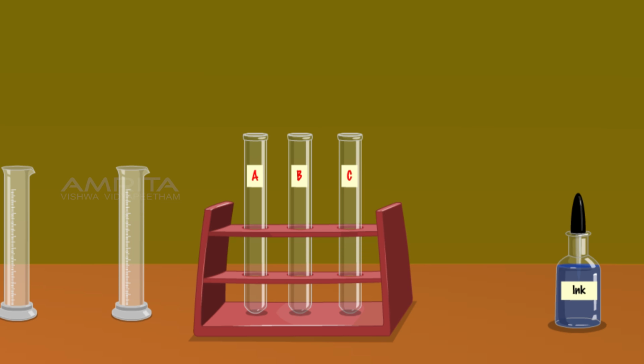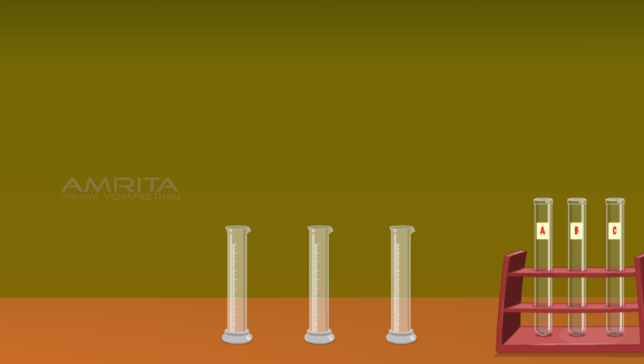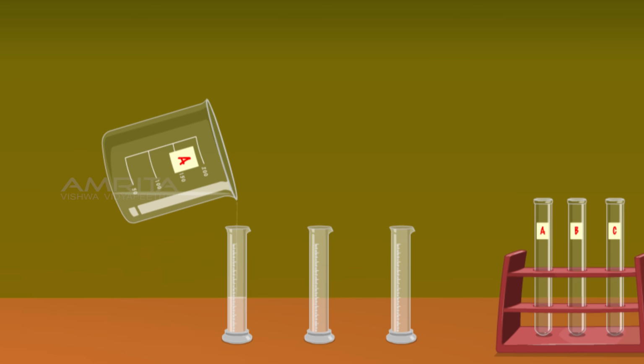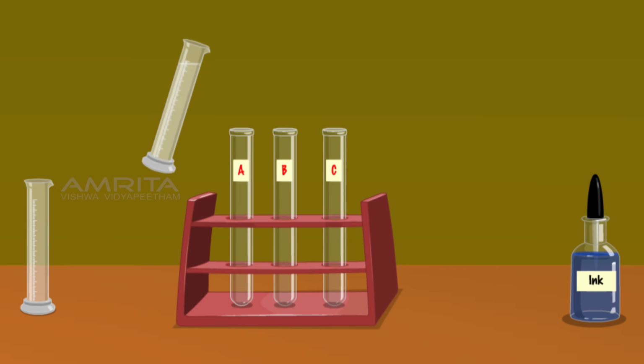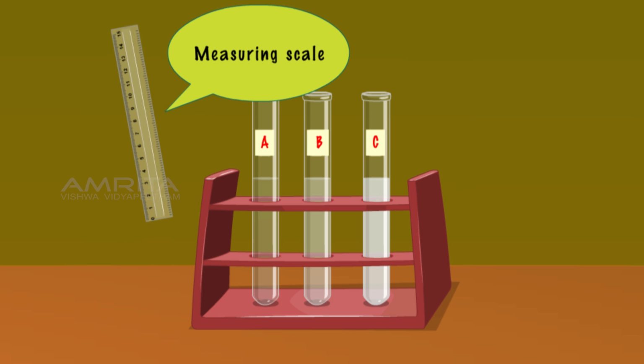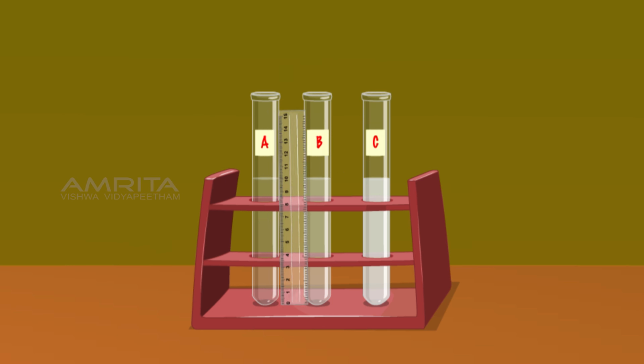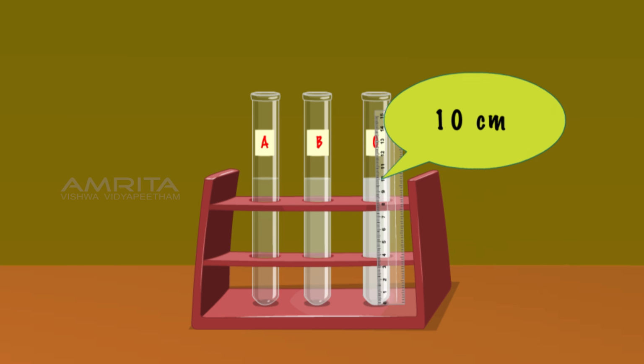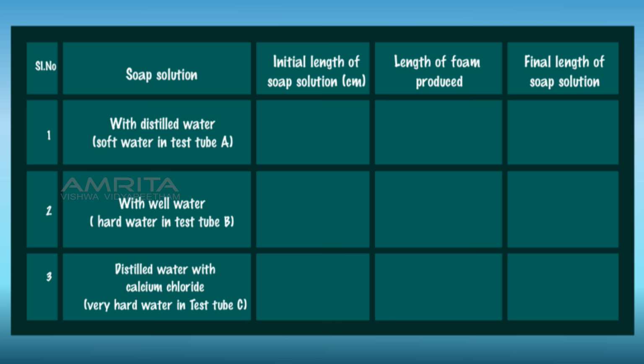Take 3 test tubes labeled as A, B and C. Take beaker A containing soap solution and pour 10 ml soap solution in a measuring jar. Transfer it into test tube A. Similarly, pour 10 ml of soap solution from beaker B into test tube B and from beaker C into test tube C using different measuring cylinders. Measure the initial length of soap solution in each test tube with the measuring scale. Note the readings.